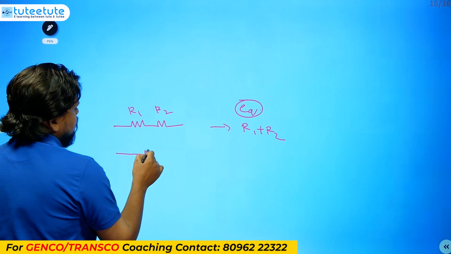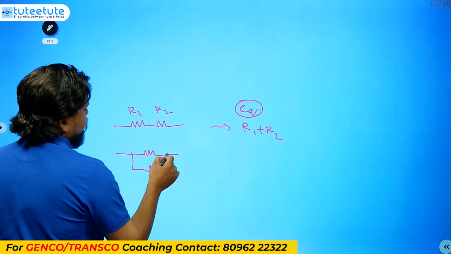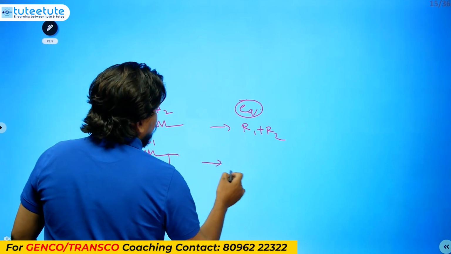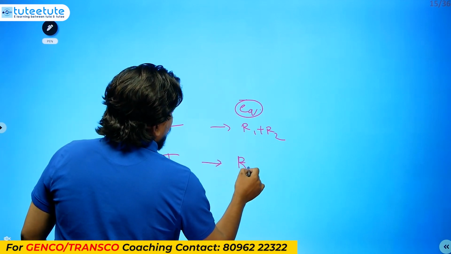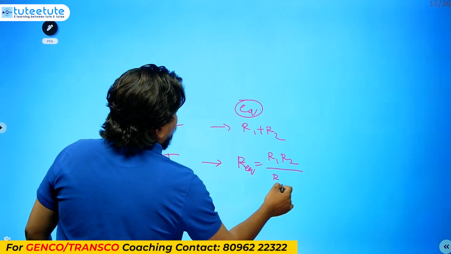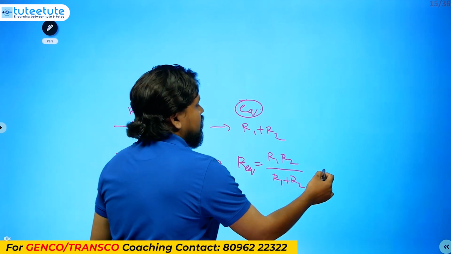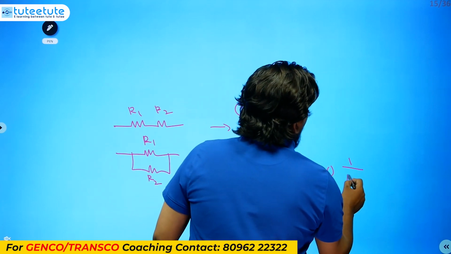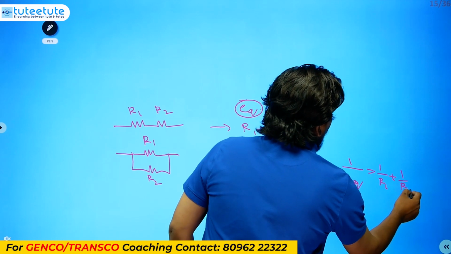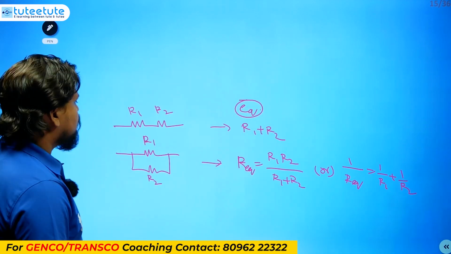So when two resistances R1 and R2 are connected in parallel, you will get R equivalent equals R1 R2 divided by R1 plus R2. Otherwise, we have to use 1 by R equivalent equals 1 by R1 plus 1 by R2. Like this we have to use.